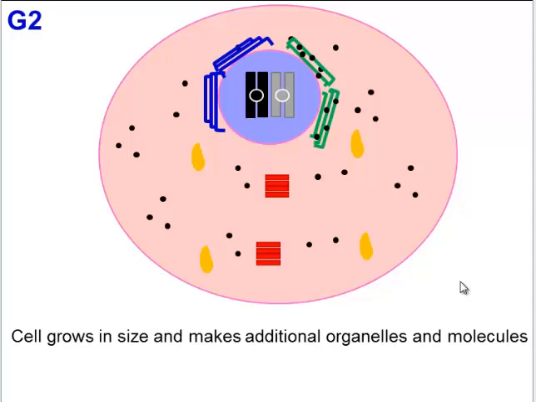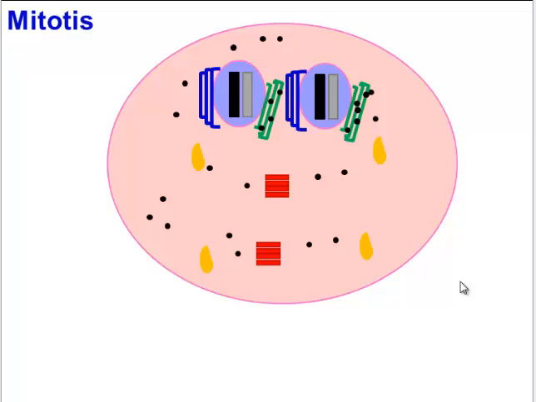After G2, the cell may then enter mitosis. And during mitosis, the difference is that the nucleus with its double chromosomes has now divided into two identical nuclei. And each nucleus has a copy of the original chromosomes. Two chromosomes, one homologous pair.